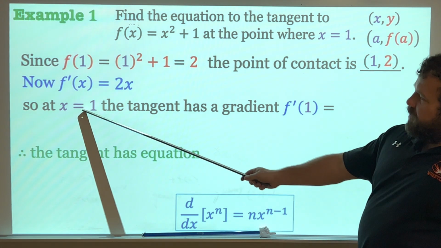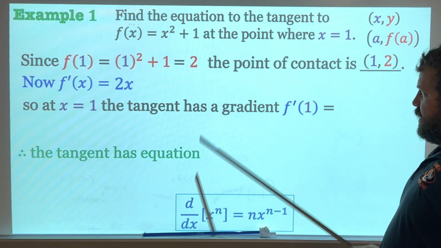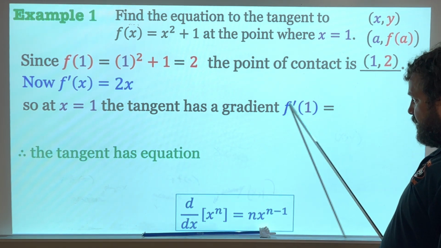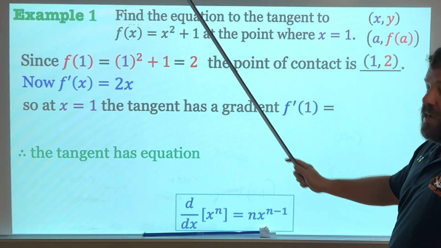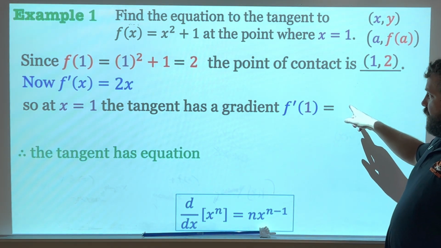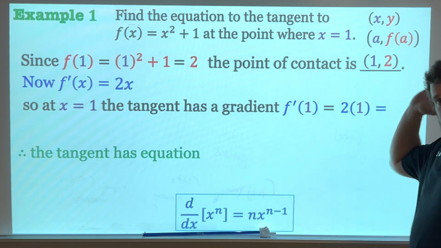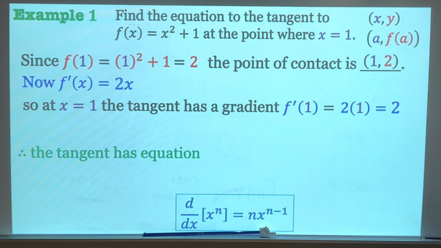So at x equals 1, the tangent has a gradient of what? I want to know what the gradient of this is. So I'm going to take the 1 and plug it in for the x of the derivative. That's how you find the actual gradient. My function is 2x, so it's 2 times 1, and 2 times 1 is 2.